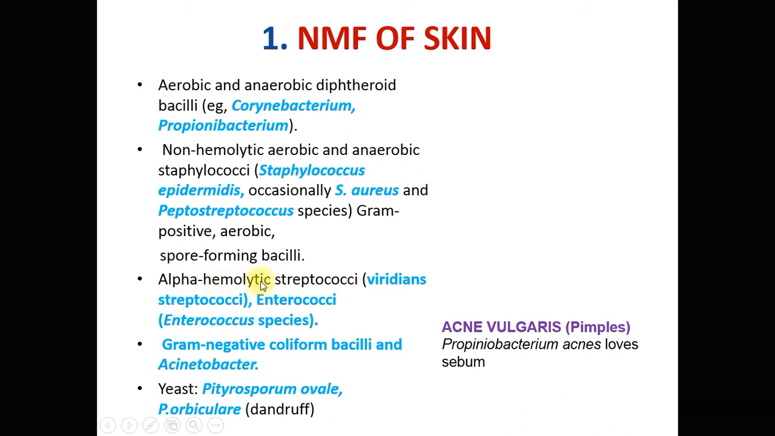There can be alpha-hemolytic streptococci, which belong to the viridans group. There can be enterococci, the Enterococcus species. Gram-negative coliform bacilli can also be there, and also Acinetobacter. Among the yeasts, there can be Pityrosporum ovale and Pityrosporum orbiculare. When they outgrow in number, they can cause infection of the scalp, which is called dandruff.